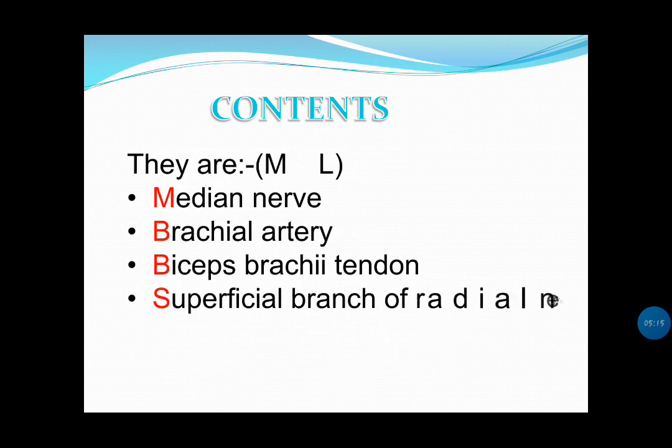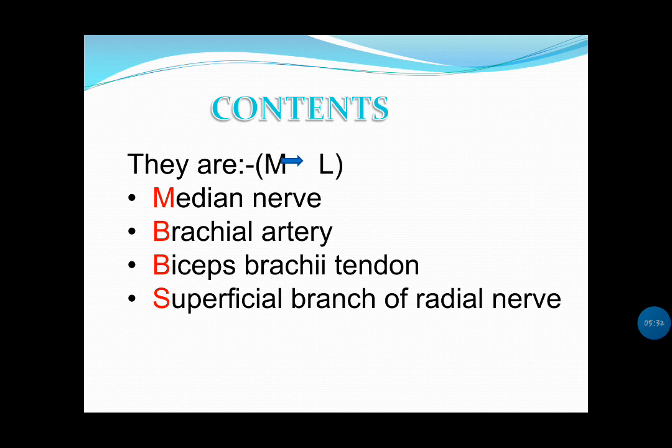So next heading will be the contents of cubital fossa. This is the main heading to be covered, and listen carefully to this. So first, let's see the contents from medial to lateral. The medial most content is the median nerve, and then we have the brachial artery, and then the biceps brachii tendon, and the lateral most content is the superficial branch of radial nerve.